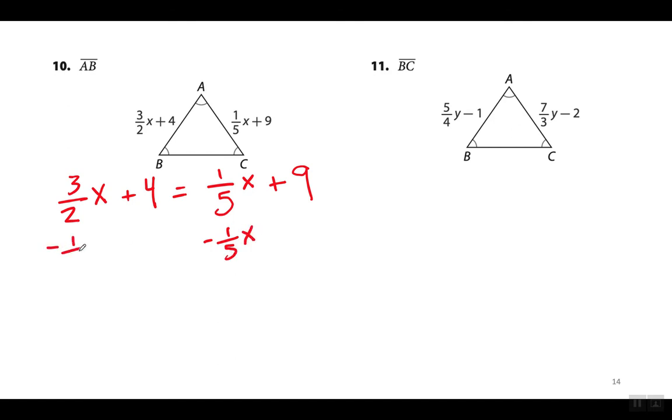Let me move 4 to the right by subtracting 4. Alright, so 9 minus 4 is 5. Alright, now let's do the fraction. 3 over 2x minus 1 over 5x. It's going to be a number with the x in the back. So look, let me review how to do fractions real quick.